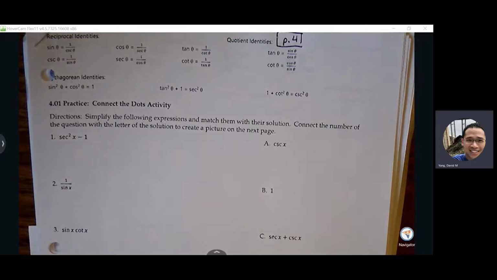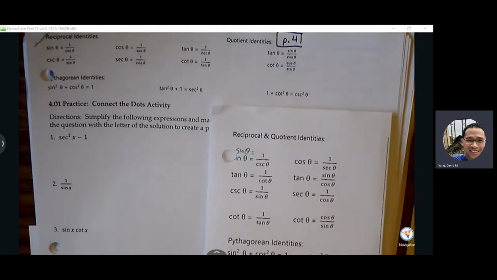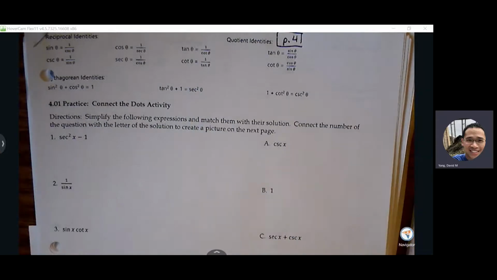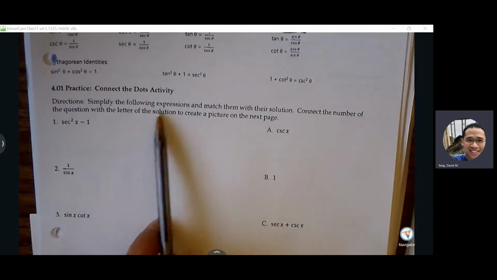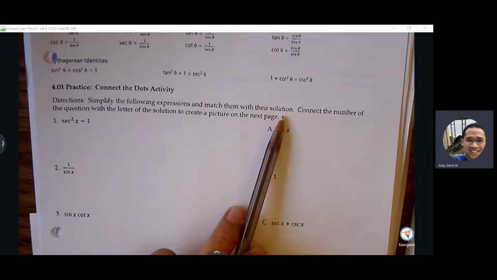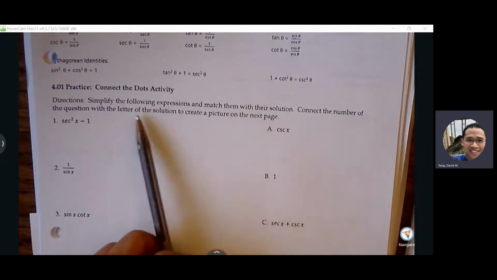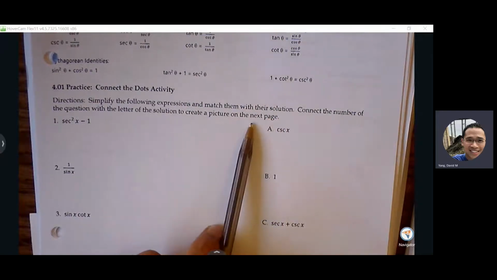Okay. So I'm going to start from the beginning again. Start with number 1. Again, what we're trying to do is to simplify the following expressions and match them with their solution. Connect the number of the questions with the letter of the solution to create a picture on the next page.